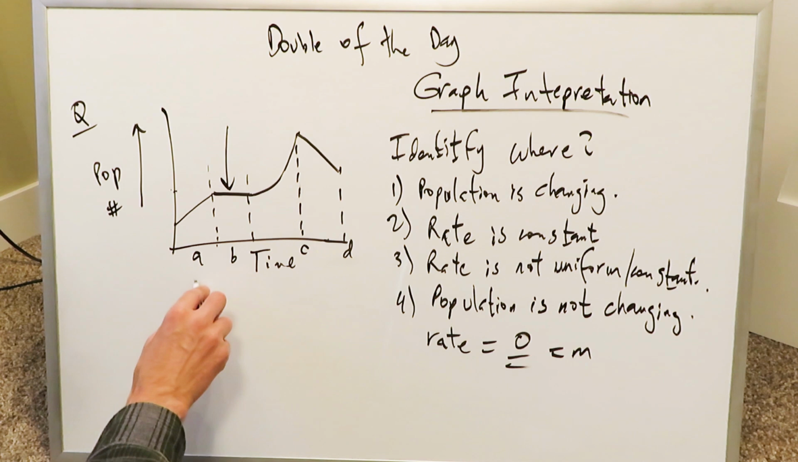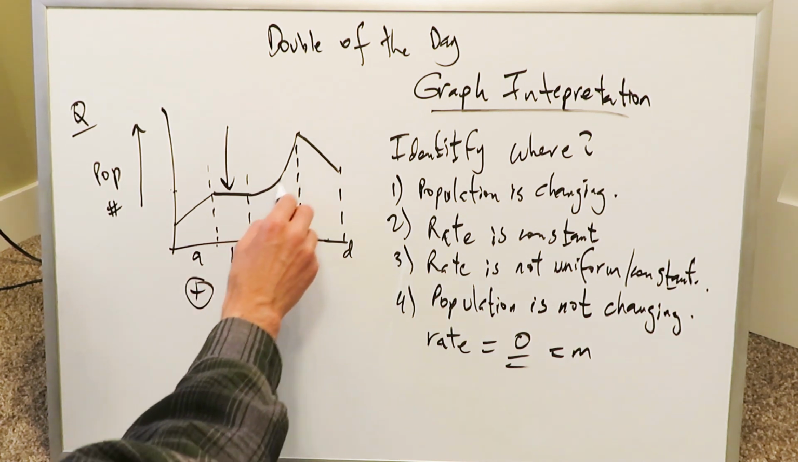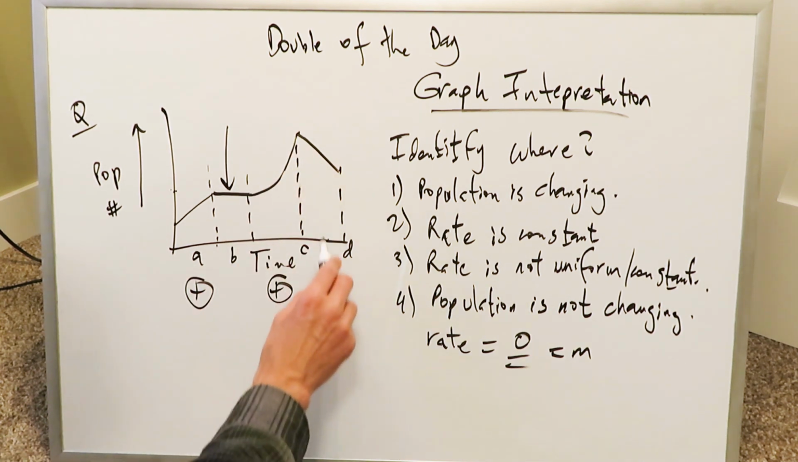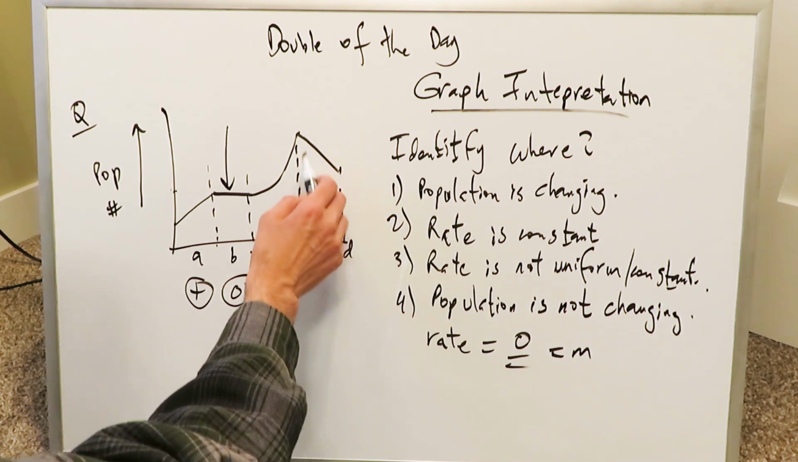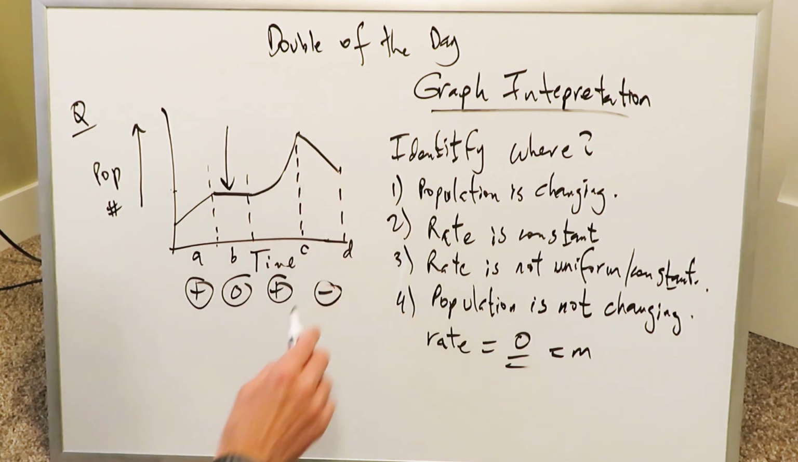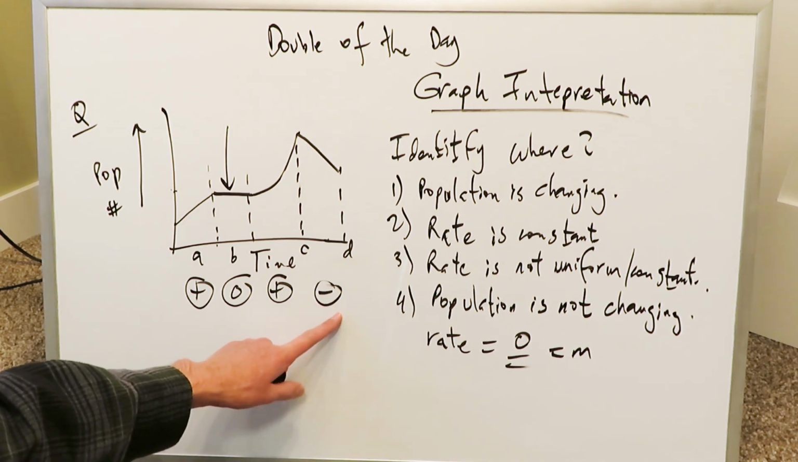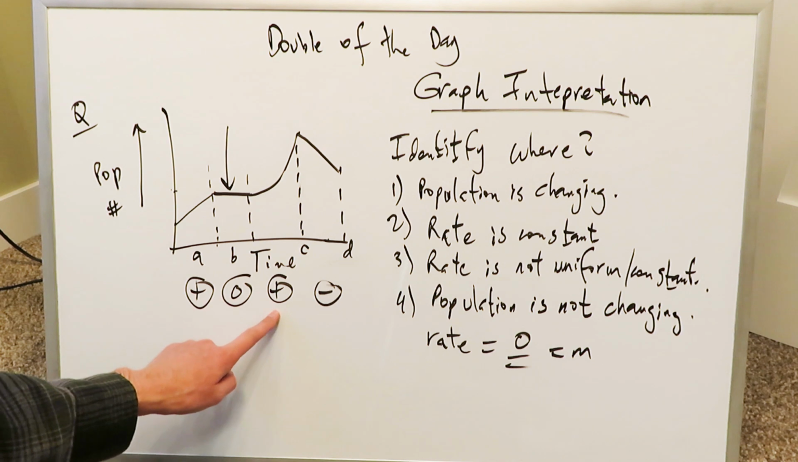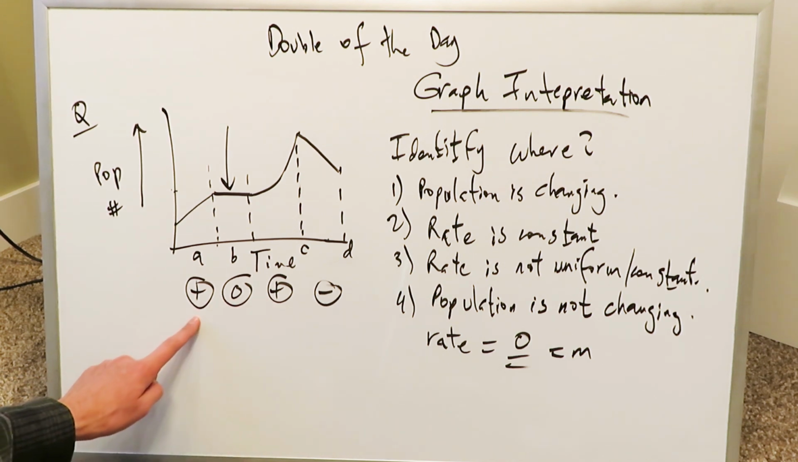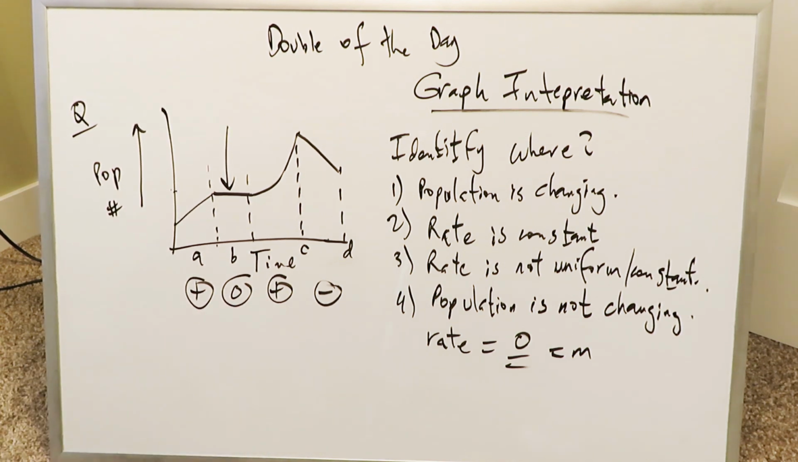In interval A, you have a positive net change. In interval C, you have a positive net change. In interval B, you have no net change. And in interval D, you have a negative net change, which means people are dying or animals are dying more so than they are coming in. Here, you have a net increase in the population, net increase in population, no change in population.